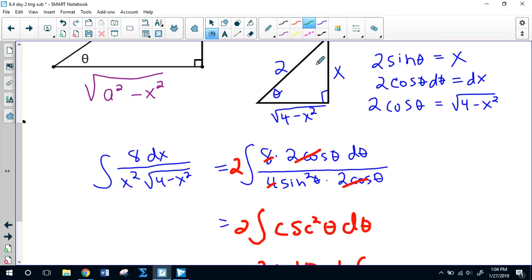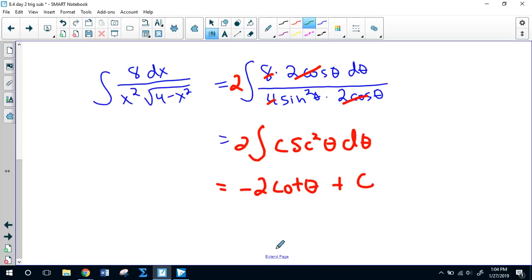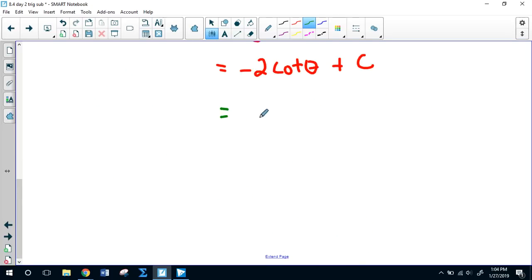So I want to go back to this triangle and figure out what cotangent is equal to. Well, cotangent is adjacent over opposite. So I'm going to replace cotangent of theta with the square root of 4 minus x squared over x. So I'm using its trig ratio to rewrite this. So negative 2 times the square root of 4 minus x squared over x plus c. And obviously you don't need those parentheses, and you could put the negative 2 in the numerator, but this is it, okay?